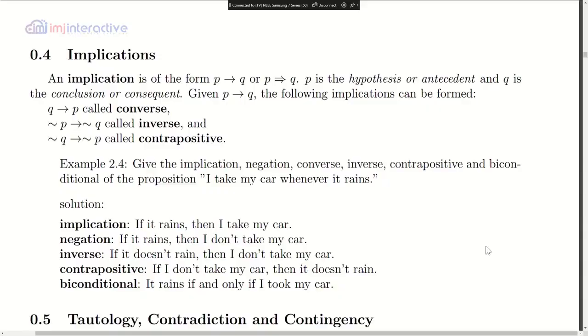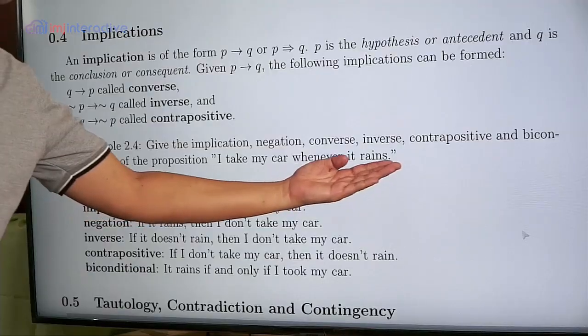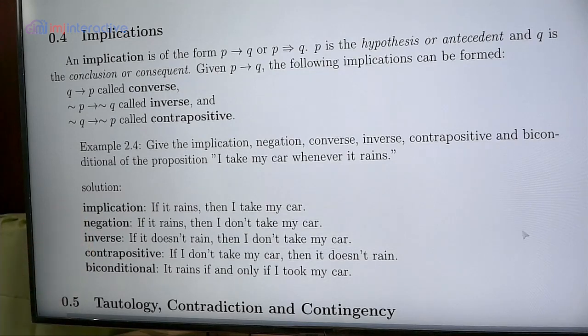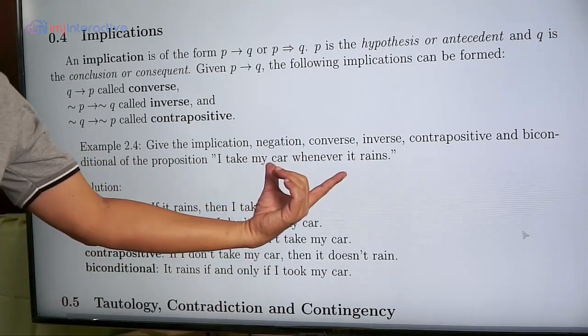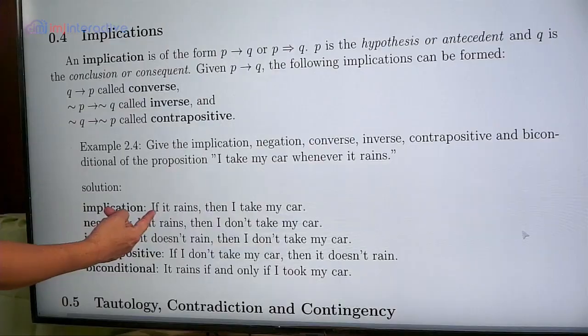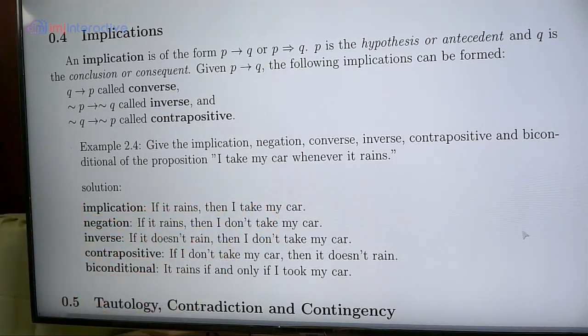Give the implication, negation, converse, inverse, contrapositive, and biconditional of the proposition: I take my car whenever it rains. Step number 1: change this statement into a simple implication using if and then. How are you going to translate this into an implication? The proper translation is, if it rains, then I take my car.